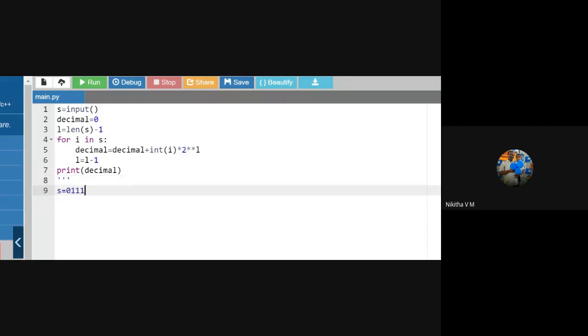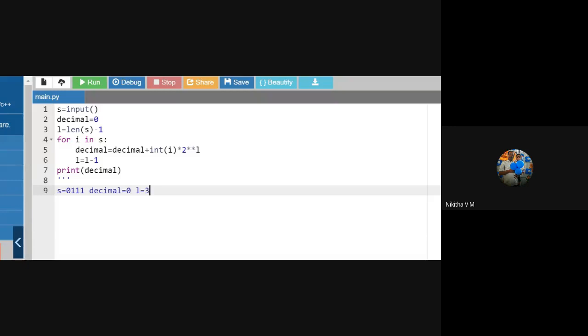Okay. S is equal to 0111 and decimal is equal to 0. After that, what did we do? We are finding L. L is equal to length of S minus 1. What is the length of S? 4. 4 minus 1 is nothing but 3.